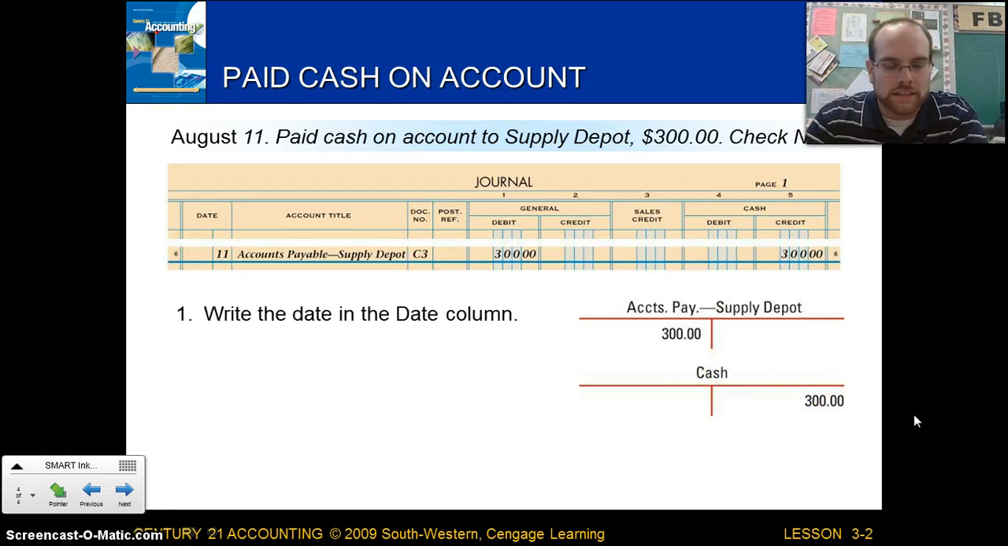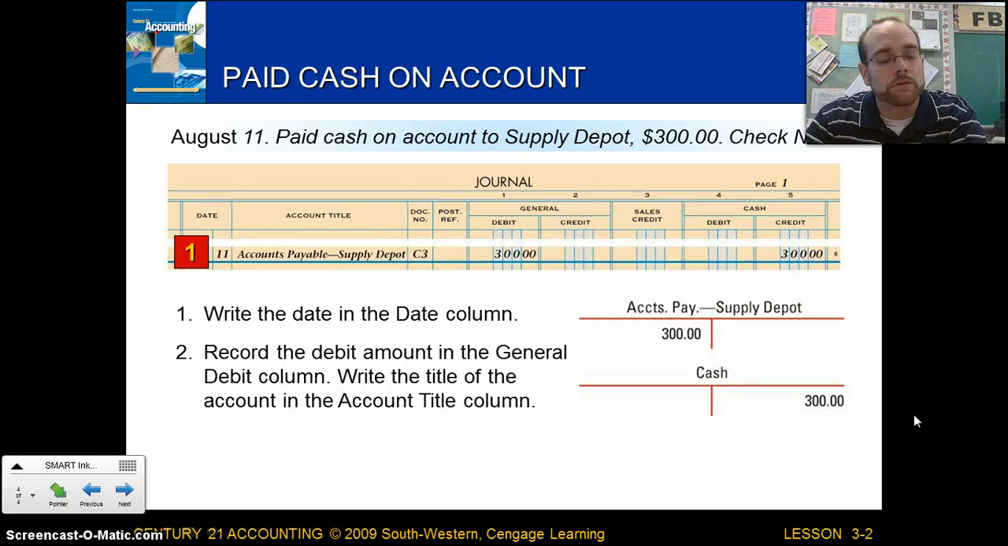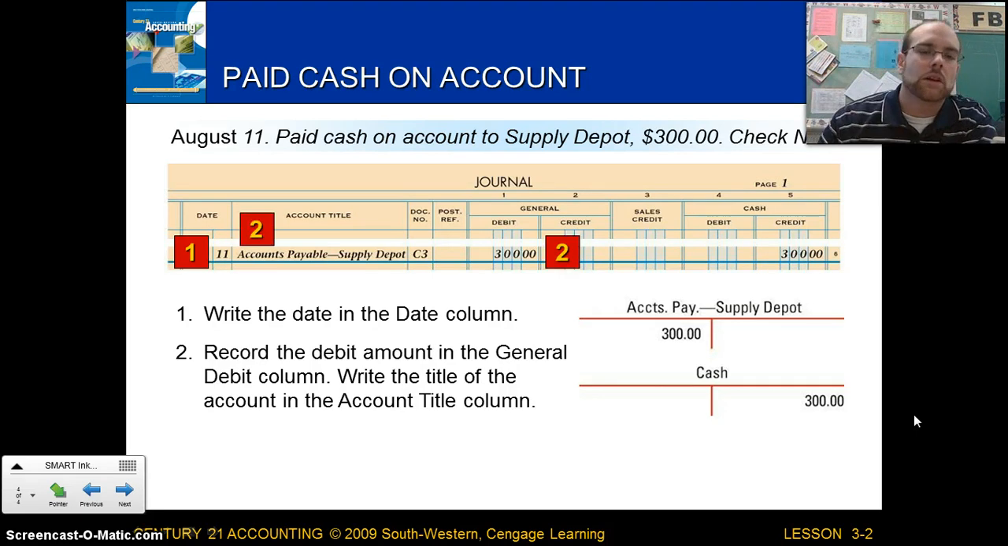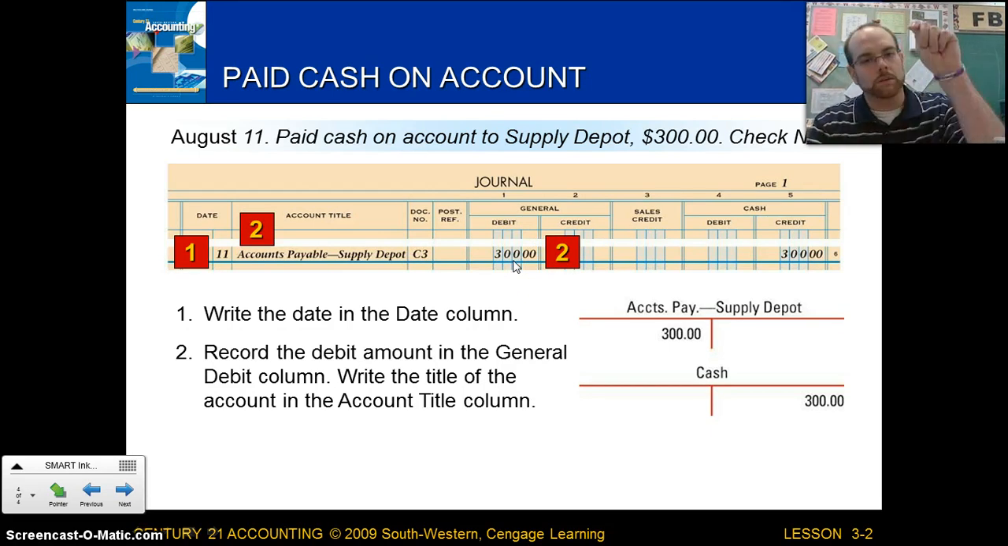So we write the date in the date column. So we have the 11 that we put there. Step 2, we record the debit amount in the general debit column. We write the title of the account in the account title column. So accounts payable to Supply Depot is going to be a debit because it's a liability account, which means its normal balance is actually a credit. However, we want to debit this because we want to take that number and bring it down, because we don't owe as much money anymore.